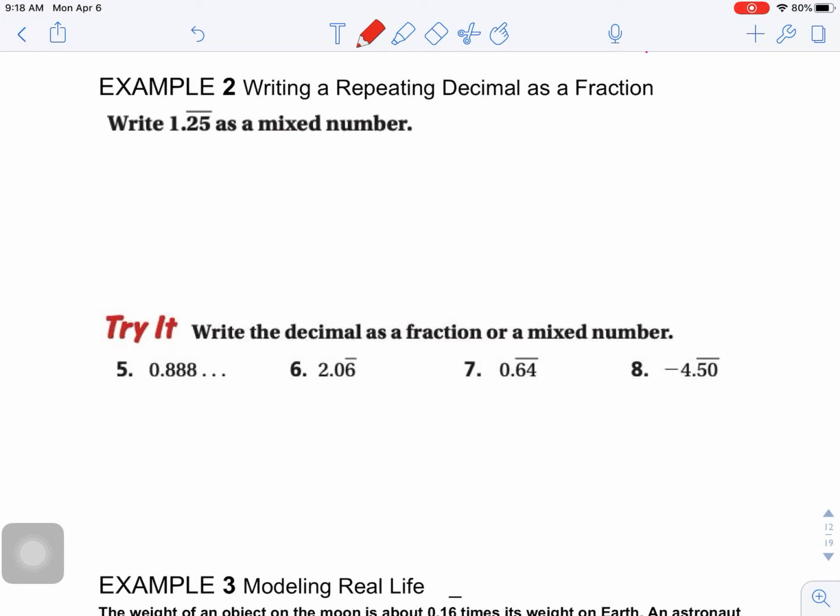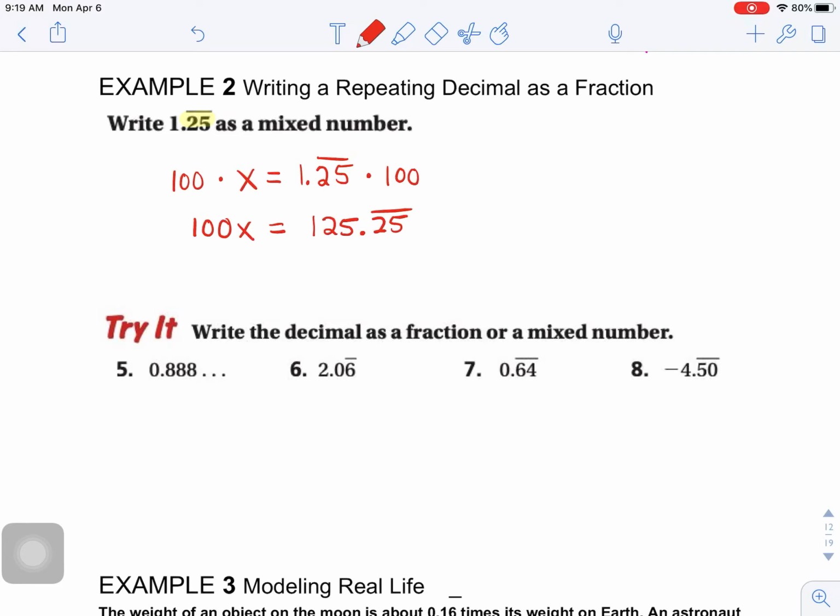The first thing I'm going to look at is the fact that I have two numbers that are repeating. Because two numbers are repeating, I am going to be multiplying by 100. So I'm going to say x equals 1.25 repeating. Multiply both sides by 100, and I get 100x equals 125.25 repeating, because I moved the decimal over twice, since I was multiplying by 100, or 10 squared.